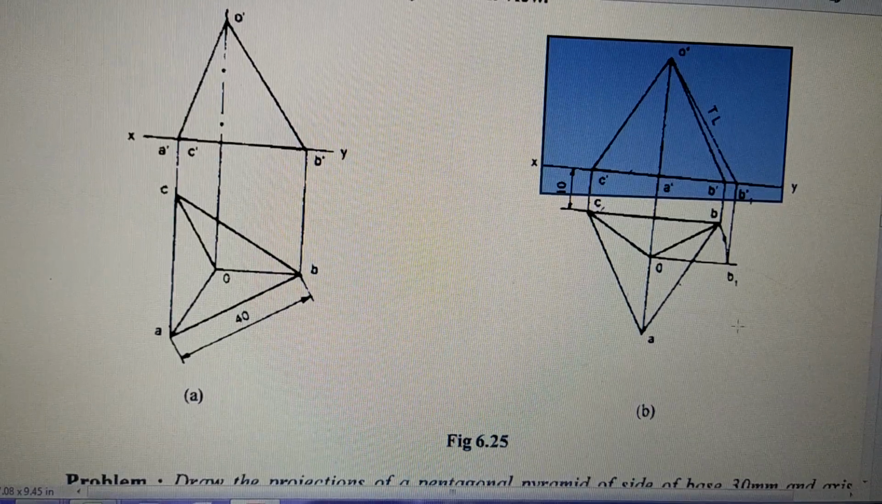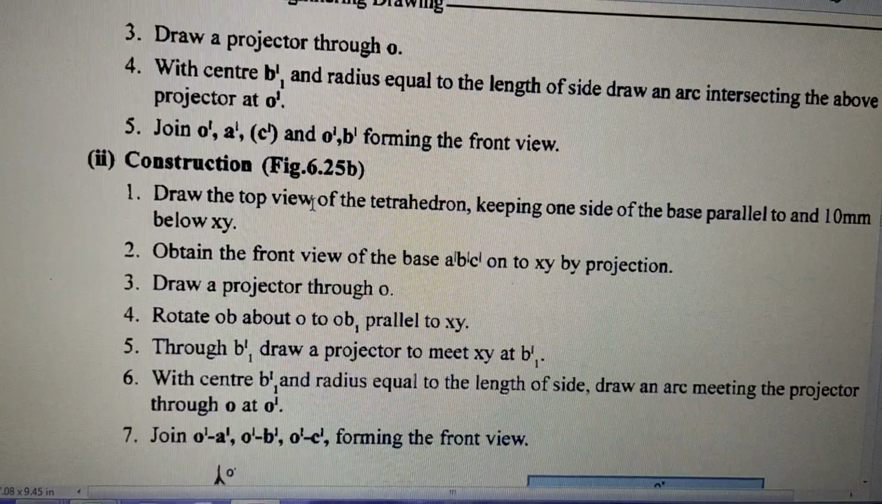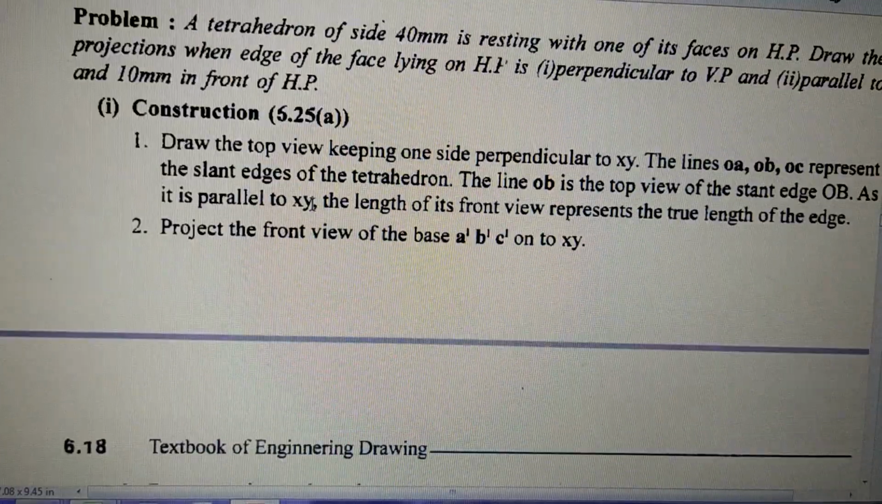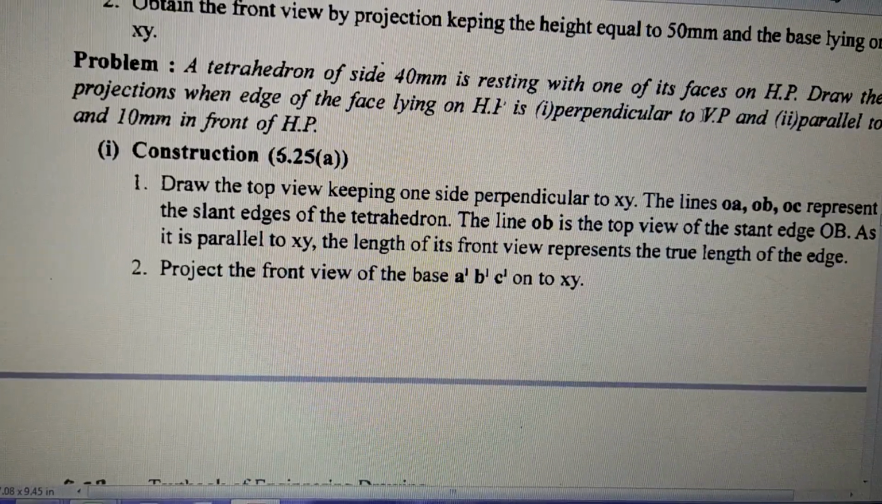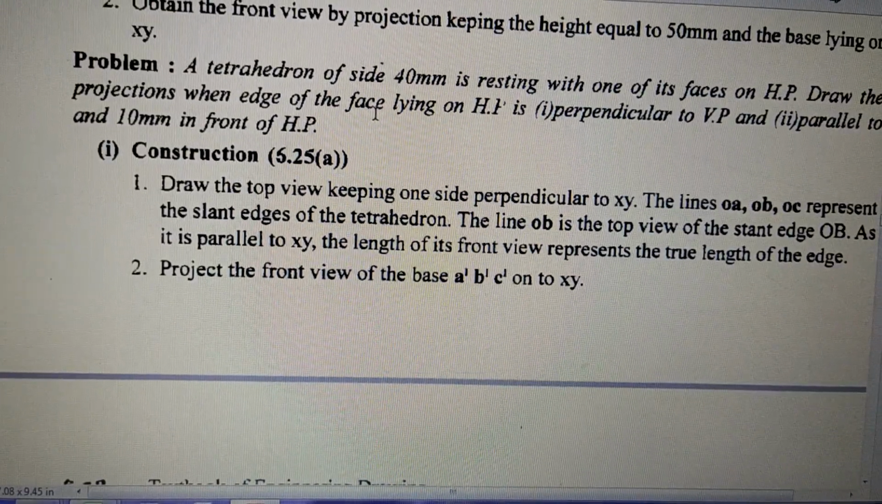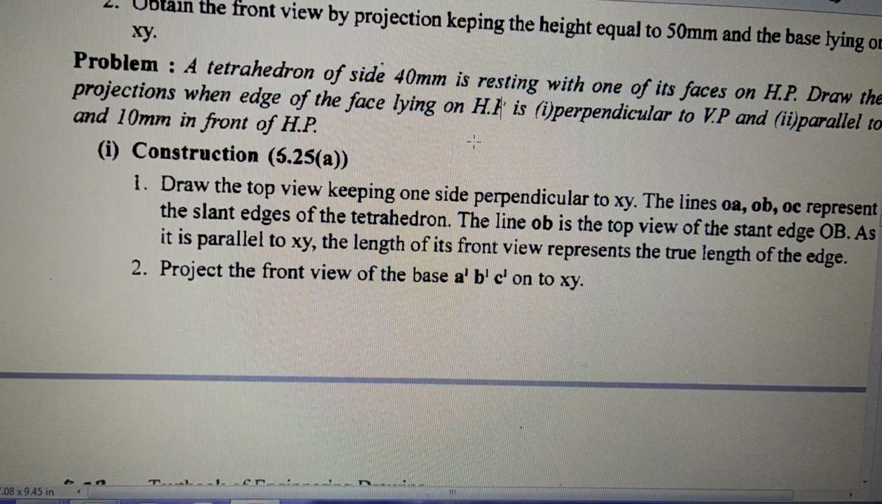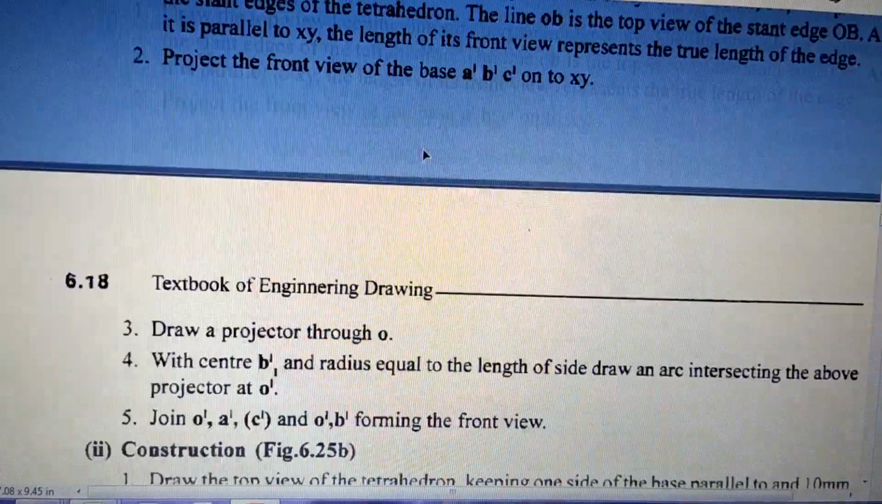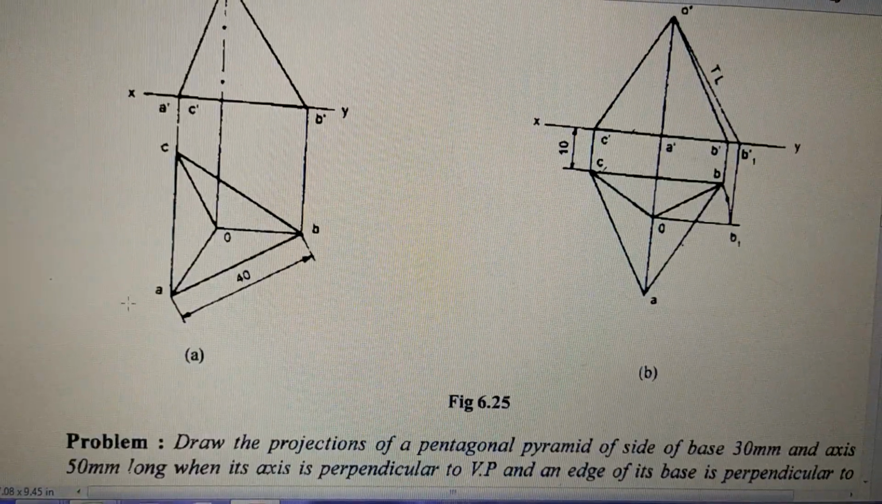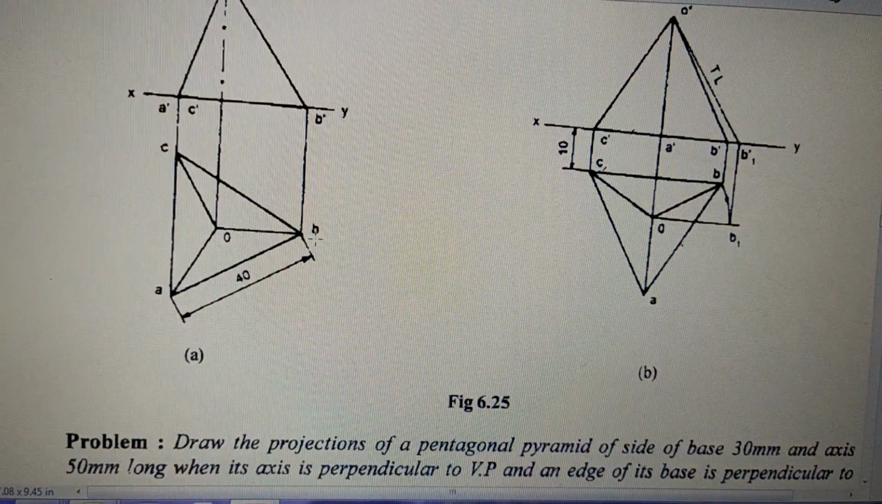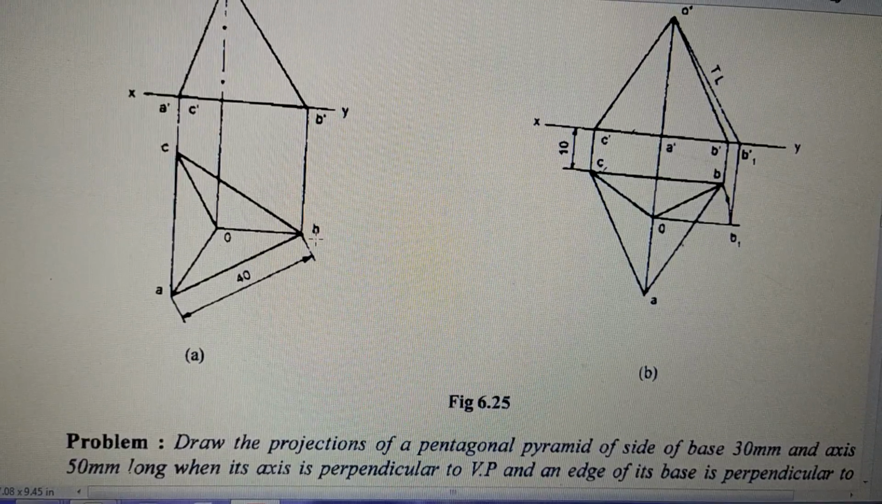Okay, they are given height. They must have given the height in the description. The description is here. All the sides are 40 mm. In fact, they are not given the height. They say that all the sides are 40 mm. Probably this may not be so easy for you to draw.